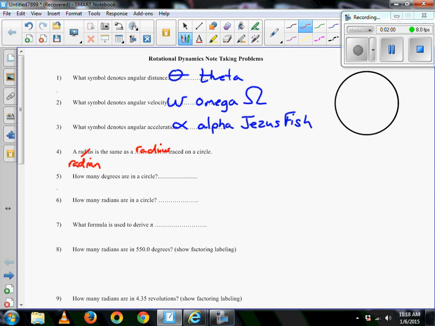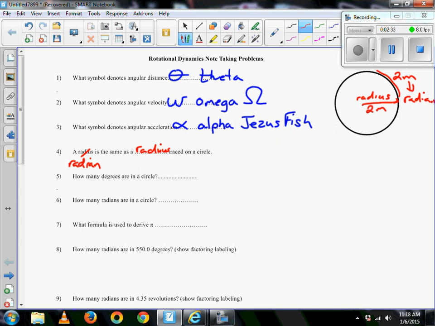Now, where does a radius go from and to? The center of the circle to the outside of the circle, right? That's a radius. So let's just say that radius was 2 meters. A radian is the same length. It's just not in the circle, it's on the circle. So if this was 2 meters, that would be a radian. This is a radius. This is a radian. So in our formulas, r doesn't just stand for radius, it also stands for radian.